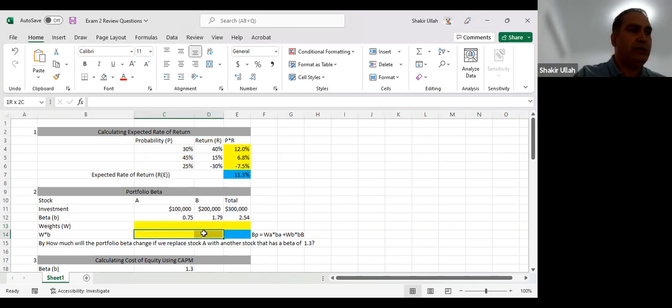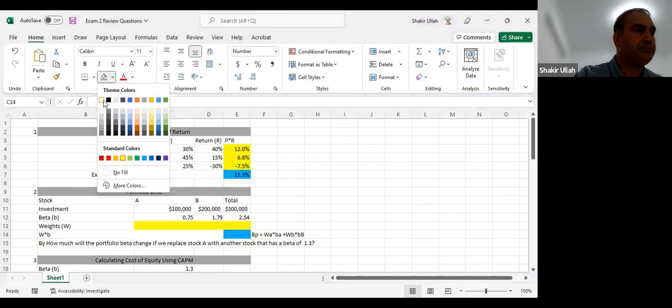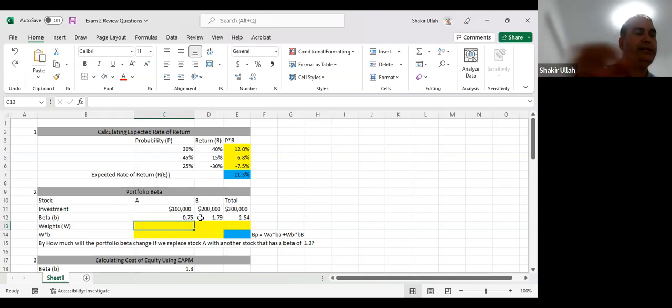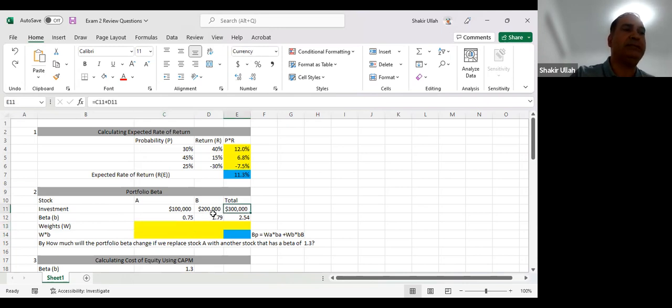What we have to find is the weight of these assets. What do we mean by the weight? Weight basically means what is the percentage of that particular asset in our portfolio. So our total portfolio is 300,000, and asset A has got 100,000. That means 1/3 of our portfolio is in asset A. So that 1/3 or 33% is basically the weight of asset A.